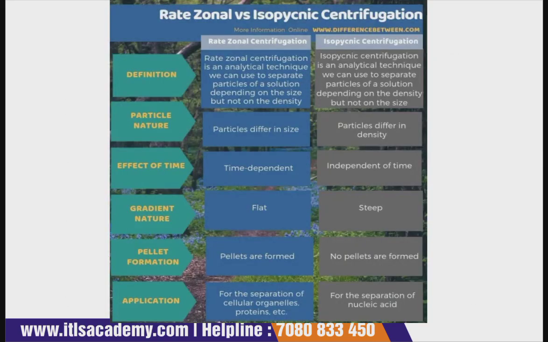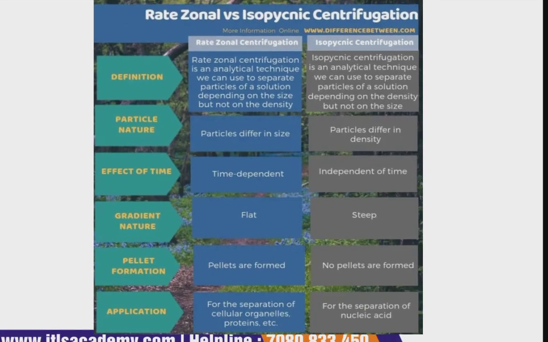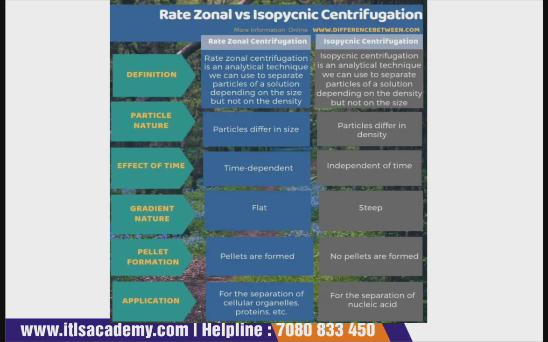So this is again the difference. You can take a screenshot of this. I am just zooming in so you can take the screenshot. If you see the definition and particle nature, check the definition: rate zonal centrifugation is an analytical technique we can use to separate particles in solution depending on size but not on density. But in isopycnic centrifugation, the particles are separated on the basis of their density, not size. So this is basically the definition.